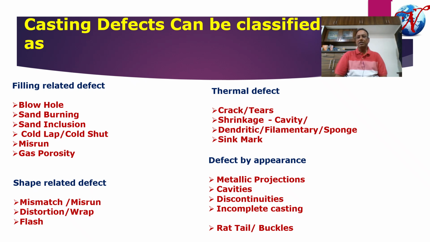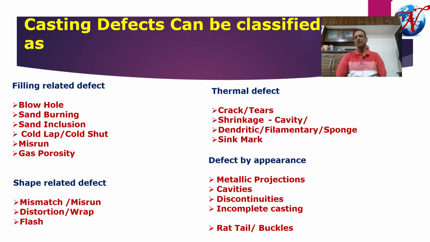And next, we will try to understand the types of casting defects and how they appear in the radiograph. In castings, there are filling-related defects like blowhole, sand hole, sand inclusion, cold lap, misrun, and gas porosity. In the case of shape-related defects, there are mismatch, misrun, distortion, warp, and flash.